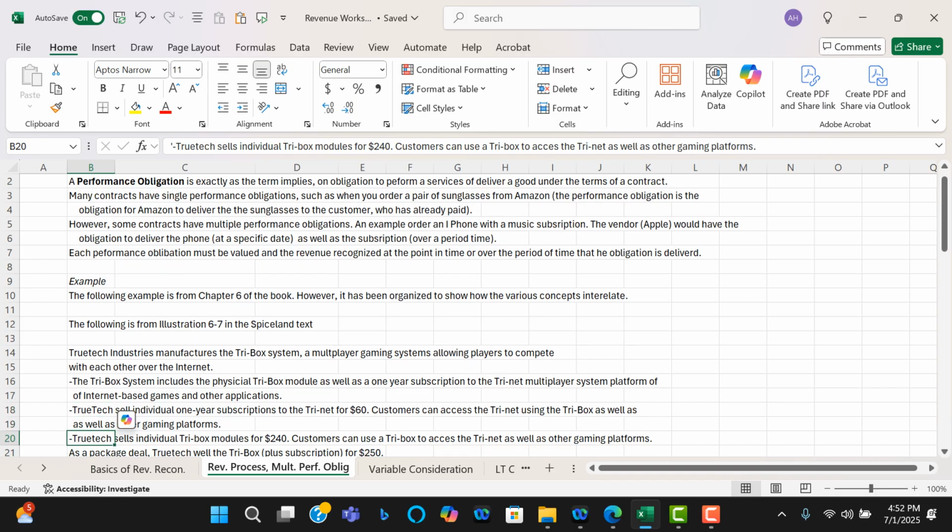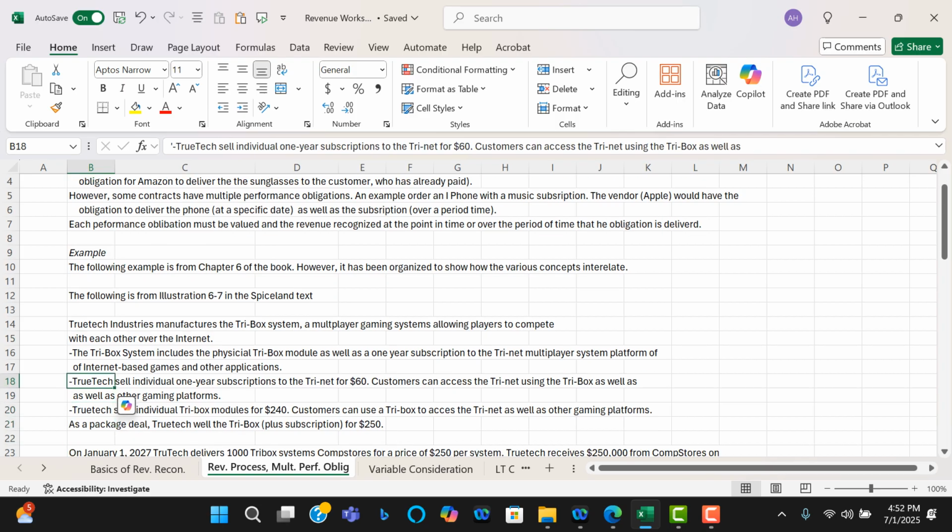Now, the next two pieces of information are very, very important. True Tech is the name of the company, and True Tech sells 1 year subscriptions to its TrueNet network of games. Now, this is very important. If you were to buy a 1 year subscription separately from the TrueBox system, the hardware, whatever, you would pay $60. That's going to be very important. The separate fair market values of each of the performance obligations is going to be very important.